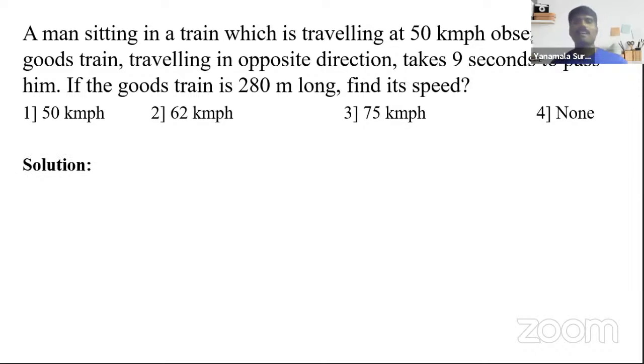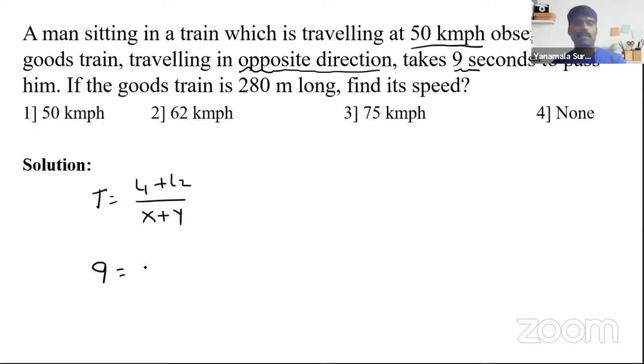Now look at here, guys. A man is sitting in a train which is traveling at 50 kilometers per hour. So the speed of the train, I mean the speed of the man also, they had given. That is 50 kilometers per hour. And which direction? Opposite direction. That we know that t equal to L1 plus L2 divided by x plus y. First of all, we have to write this part. Case 3. Now time taken is 9 seconds.